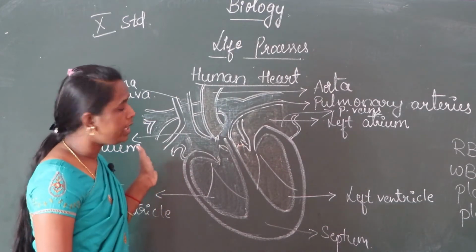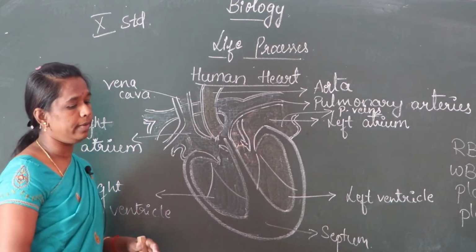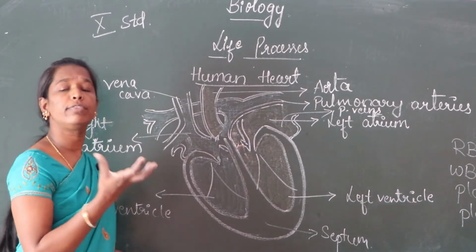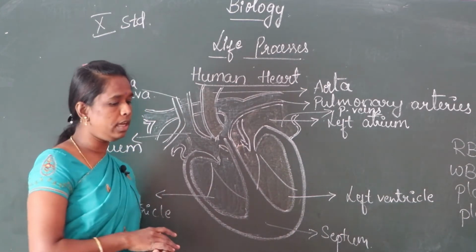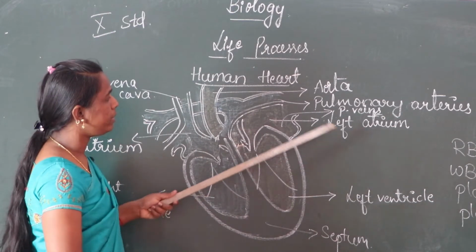Okay, see the oxygen-rich blood from the lungs, from the thin walls of the capillaries, upper part of the portion, it comes from the veins.